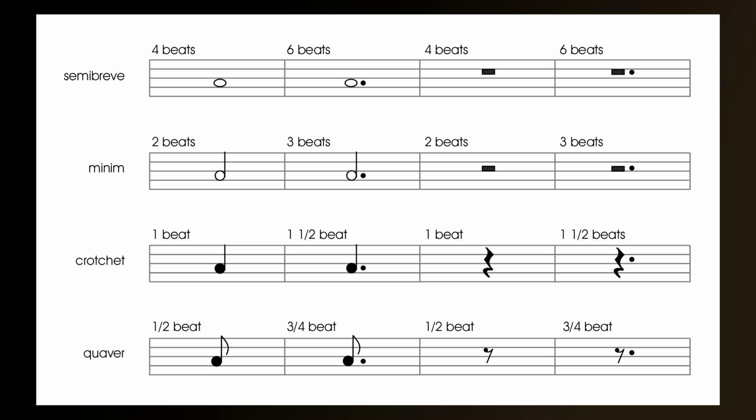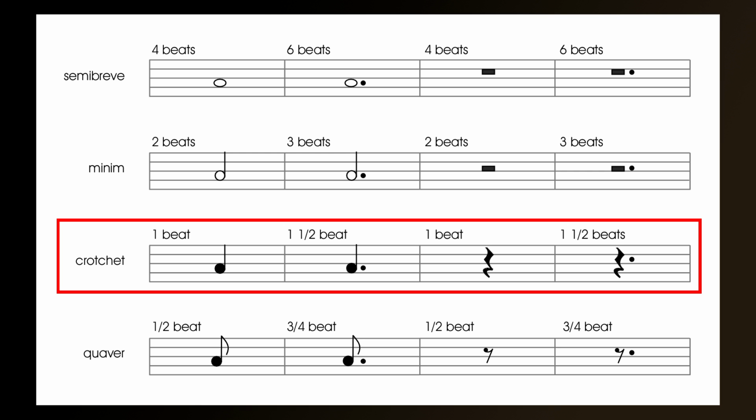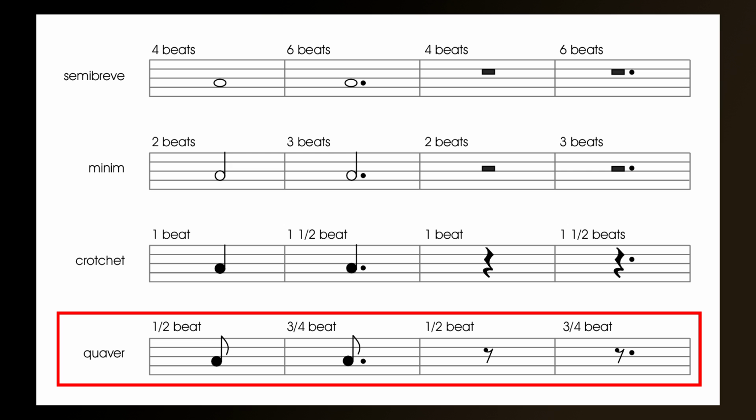The same thing applies to all the other note shapes. So, for a minim, which is 2 beats, we then add half of itself on, which would be 1 beat, so a dotted minim lasts for 3 beats. A crotchet, which lasts for 1 beat, will now last for 1.5 beats if it's got a dot on it. And finally, in these examples, a quaver, which is already a half, if we add half of that on, which is 1/4, it becomes 3/4 of a beat.